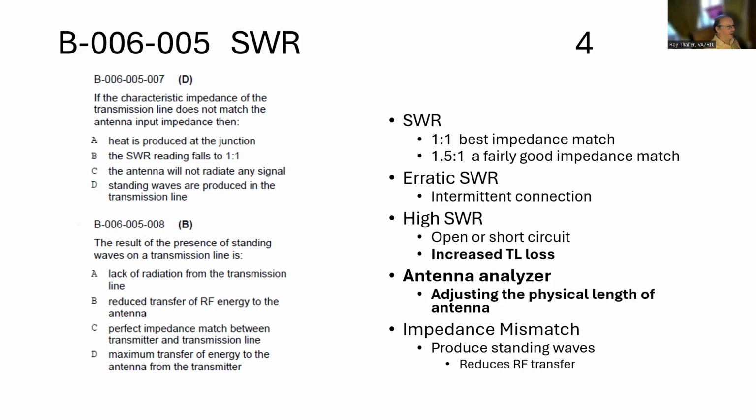If the characteristic impedance of a transmission line does not match the antenna input impedance, then what happens is you start producing standing waves. And so D is the correct answer. The standing waves are produced in the transmission line, and then the standing waves give you an SWR. The result of the presence of standing waves on a transmission line is B, reduced transfer of RF energy to the antenna.